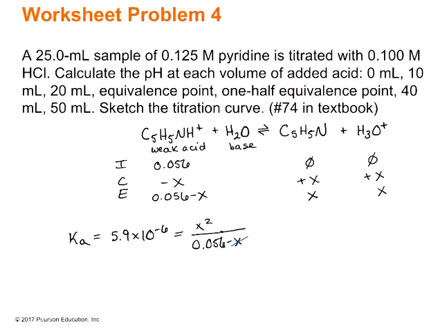And after we plug this into our calculators, we'll find X, which is also the concentration of hydronium ions. And then we can use that to solve for the pH. So X should equal 5.7 times 10 to the negative 4th.